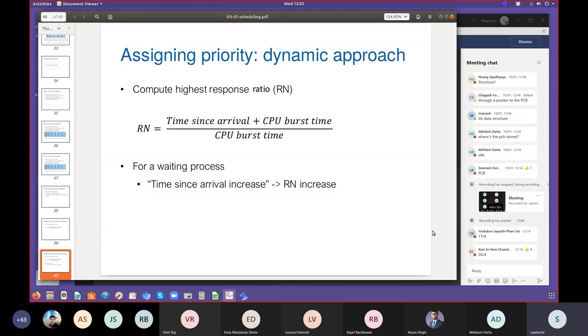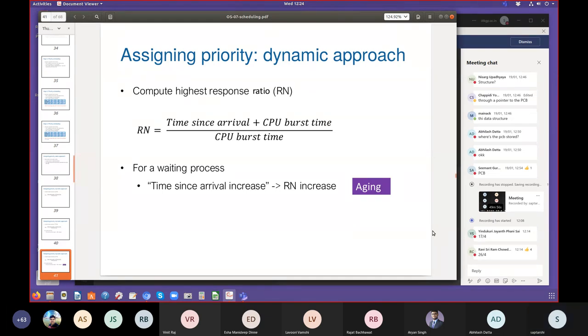If a process has arrived quite early and it is waiting for a long amount of time, then its priority should increase a bit. This idea is called aging. So if a process is aging, that means it has been waiting for a long time, it's good to increase its priority a bit. Also, for a short process, if the CPU burst time decreases, the Rn usually increases.